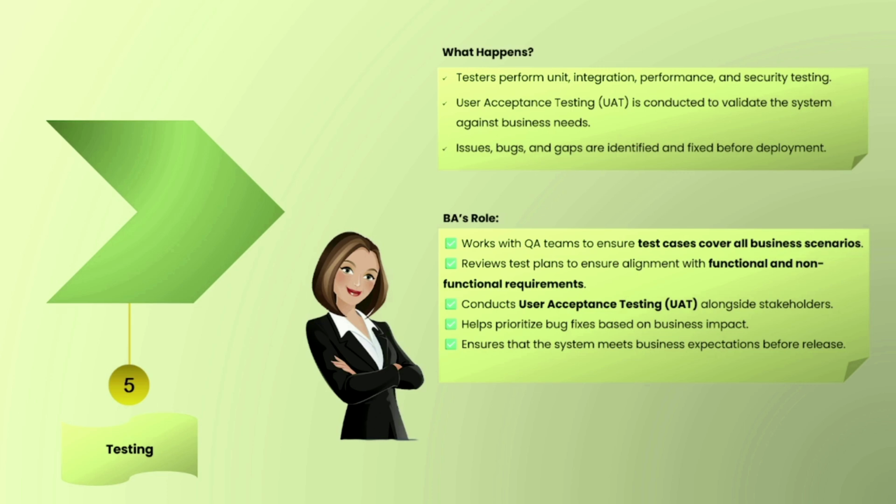We have seen what exactly user acceptance testing is, and I hope now you have the idea of what I am trying to tell you. The BA helps prioritize bugs and fixes based on business impact, and ensures that the system meets business expectations before release. In short, the BA closely monitors the testing results as they have a clear understanding of the expected output. Here also the BA needs to do some work in this phase.